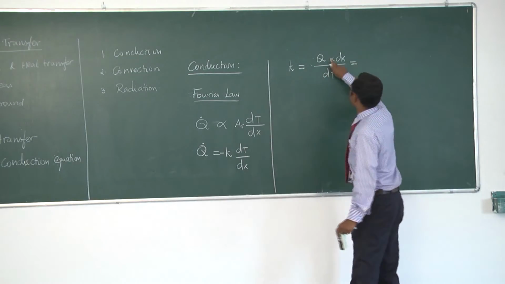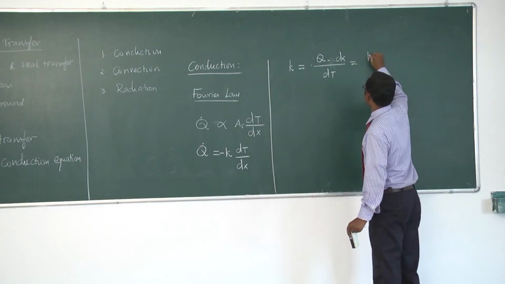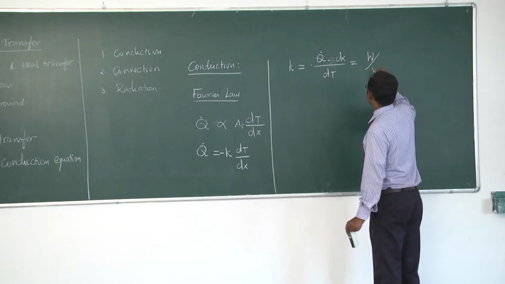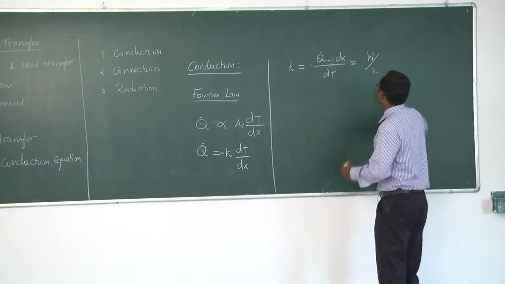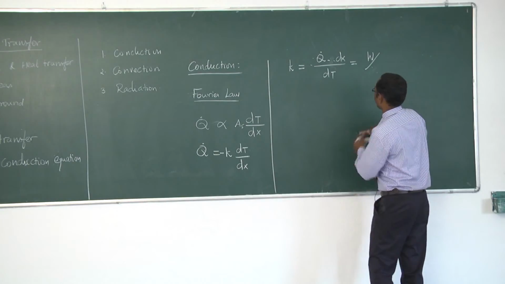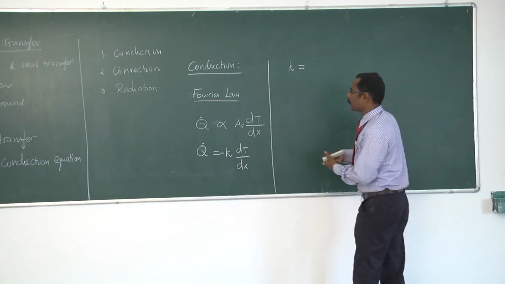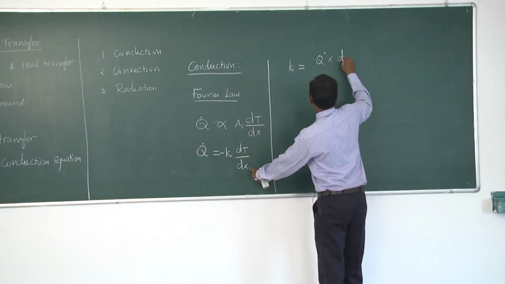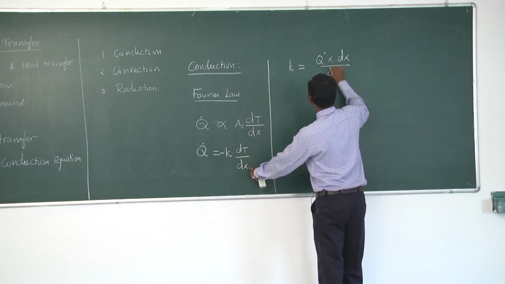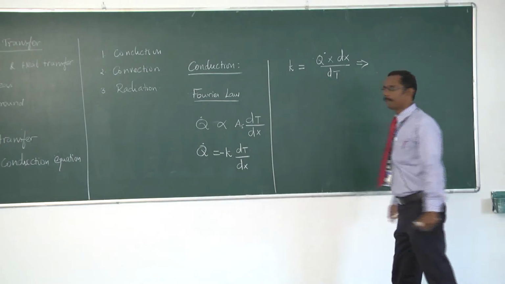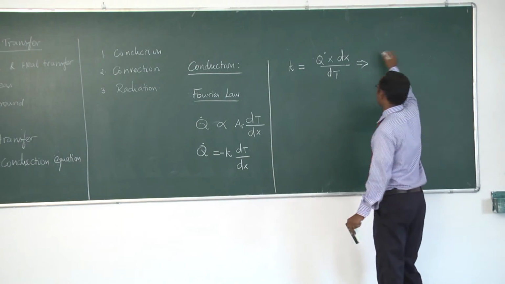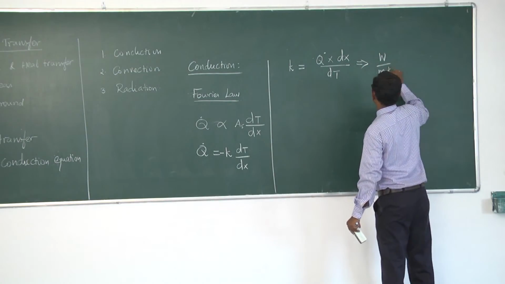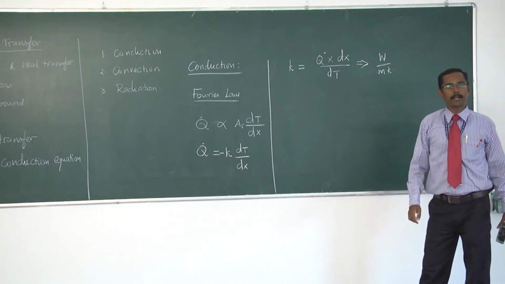I can define the unit. Q is the rate of heat transfer in watts, divided by the temperature difference dt. So k is equal to Q dot into dx over dt. Here I can define the unit of thermal conductivity: watts per meter Kelvin. This is the unit of thermal conductivity.